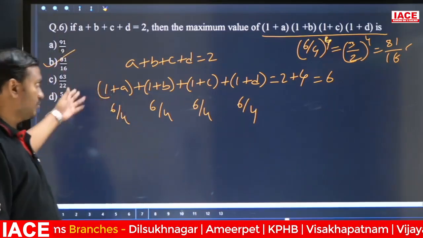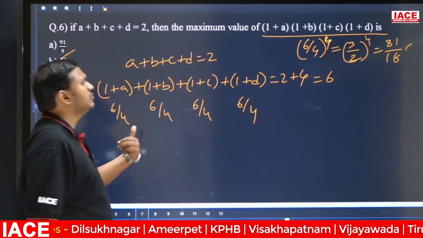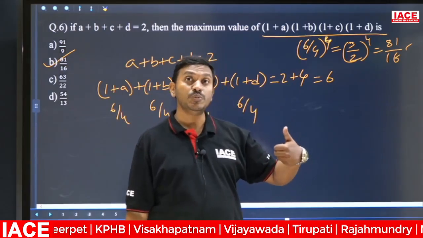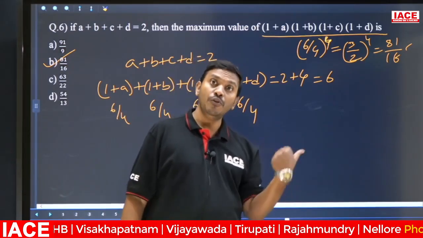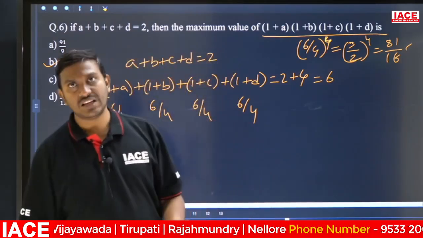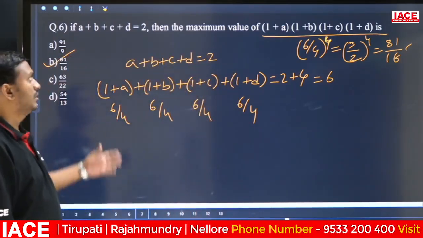Okay. Note: in maximum and minimum questions, there is no rule that they must give 1 plus A, 1 plus B. They can give 1 plus A, 2 minus B, 3 plus C, 4 minus D. Anyway they can give it in any way. Okay, right. Note.